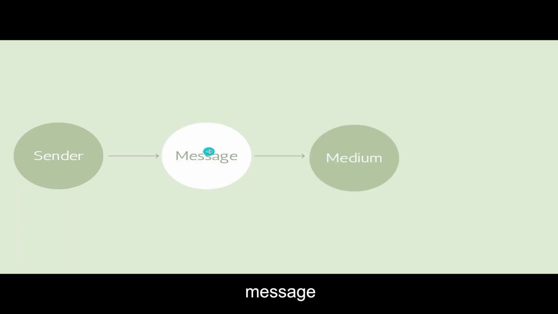Now there is a proper communication model or cycle, which I'm going to explain to you right now. It has a proper diagrammatic form, which involves the sender, then comes the message, and the sender uses a particular medium to send the message to the receiver.